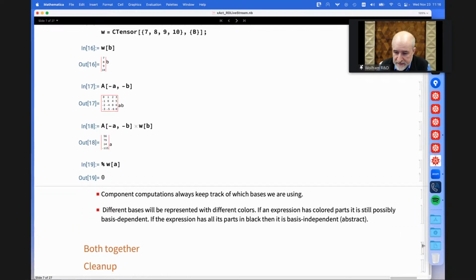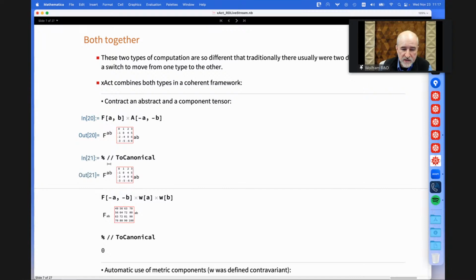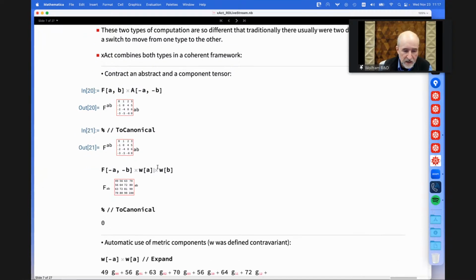Okay, and then we can do both together, which is something that is very alien to most other systems. Most other systems, you either do one or the other. You even have a switch to change from one to the other, but typically you cannot do both together. So here, for example, we can have our two tensors, the abstract tensors and the component tensors. We can say, okay, can I do something with it? And ToCanonical says, well, they are both antisymmetric. You can do nothing. So now, if we multiply these by these, you see, it realizes that these two can be multiplied into a symmetric tensor.